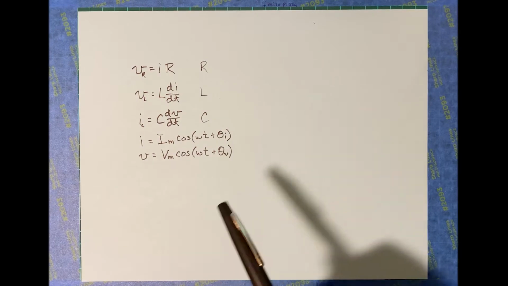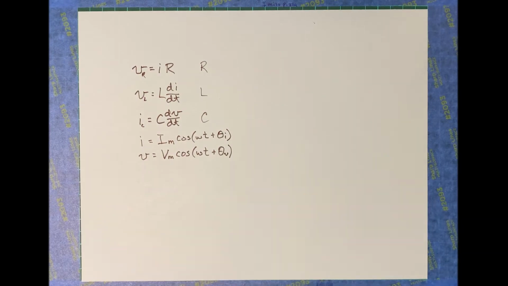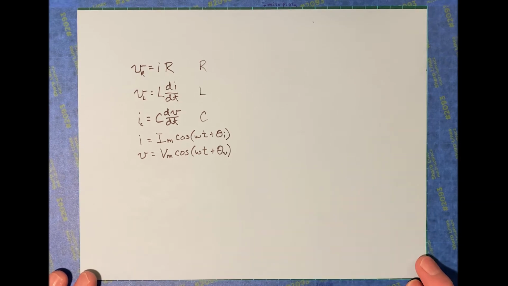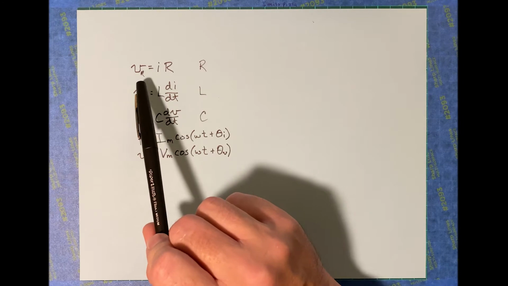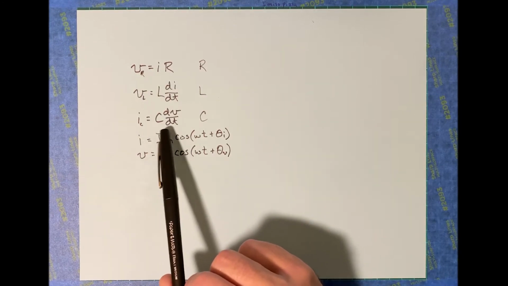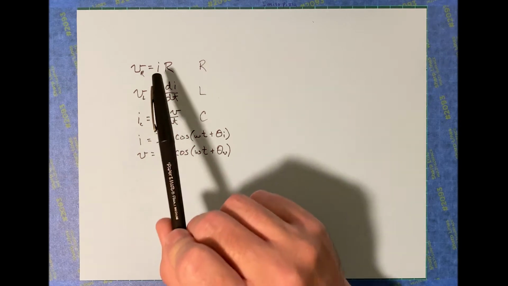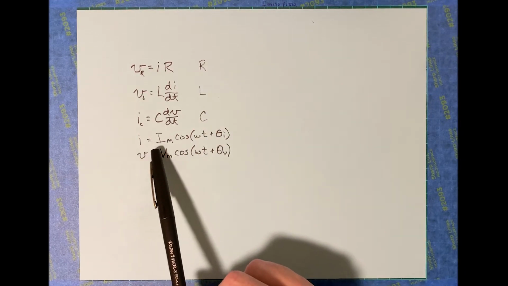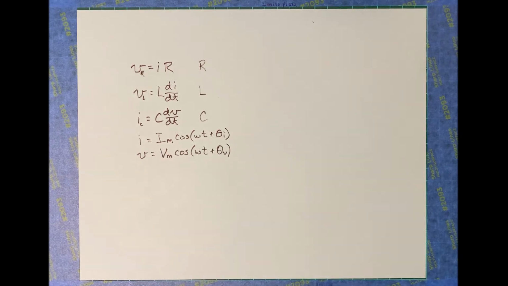All right, we are ready to at least get close to solving some problems involving the sinusoidal steady state. And I want to remind you of some things. First of all, this is the relationship between voltage and current for each of the three ideal basic circuit elements that we've encountered: resistor, inductor, capacitor. And this is what our sources are going to look like.